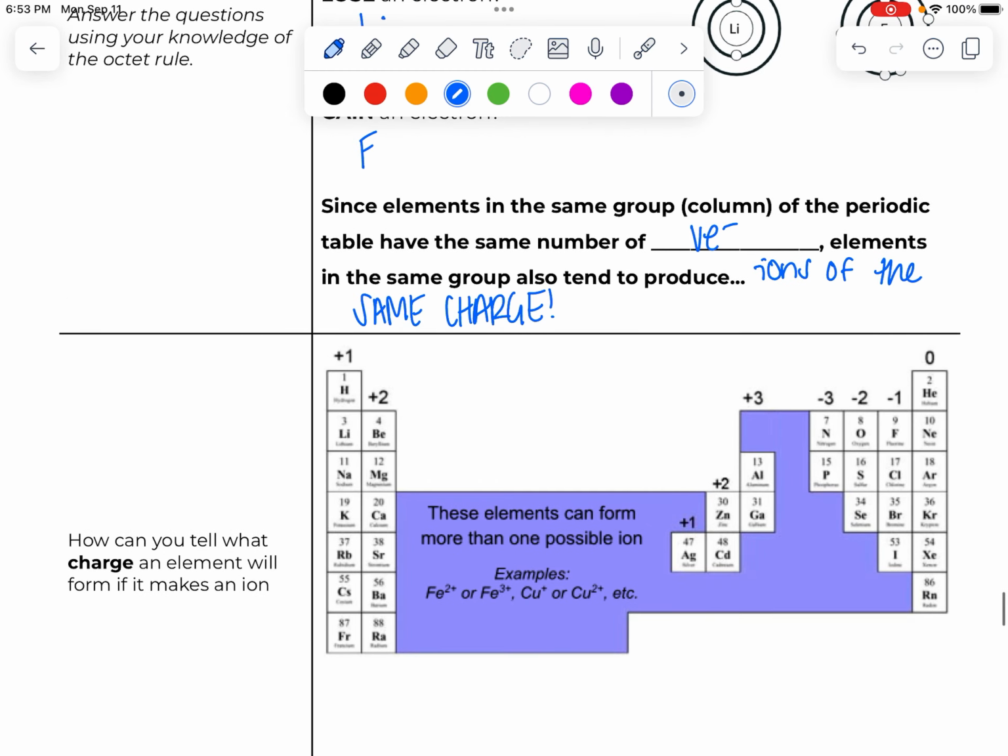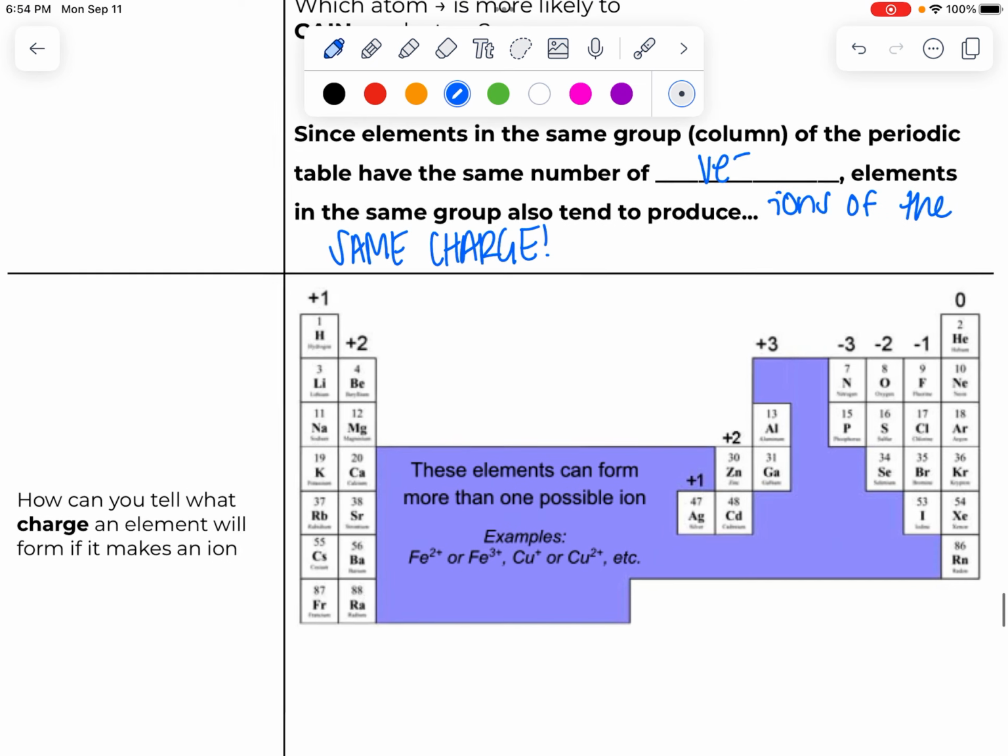So if you take a look at this little periodic table right here, everything in group 1, that's this first column right here, has how many valence electrons? 1, because the group number matches the number of valence electrons. So everything here has only got 1 valence electron. It's more likely to lose that electron. How many will it lose? Well, it's only got 1 valence electron, so it's going to lose that 1. It's going to become stable by losing that 1, forming an ion with a +1 charge.